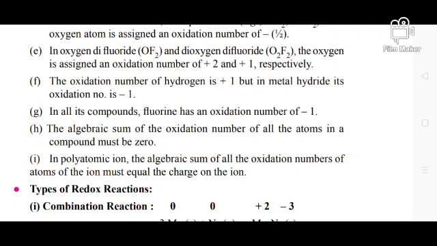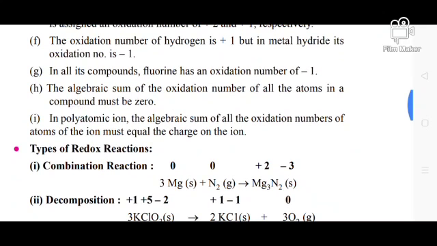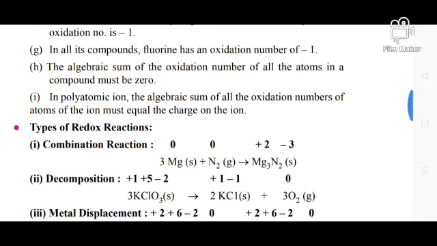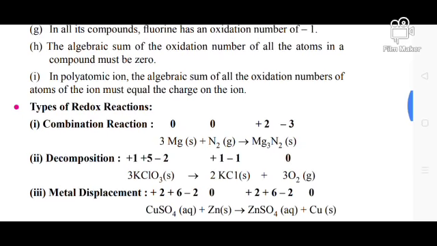The algebraic sum of the oxidation numbers of all the atoms in a compound must be 0. My dear friends, this is the basic thing. The algebraic sum of the oxidation numbers of all the atoms of a compound must be 0. So the total oxidation number of the compound is 0. In polyatomic ions, the algebraic sum of all the oxidation numbers of the atoms of the ion must be equal to the charge of the ion.